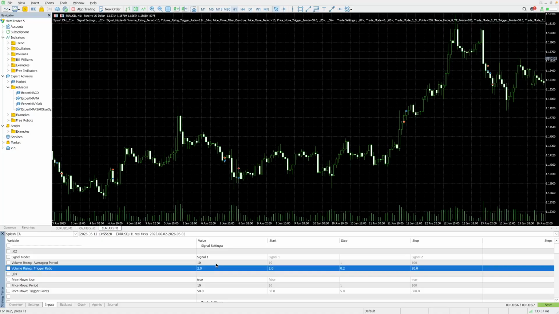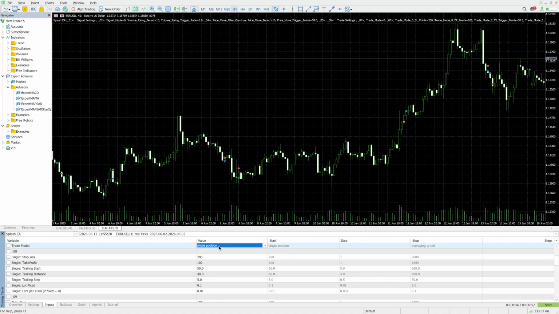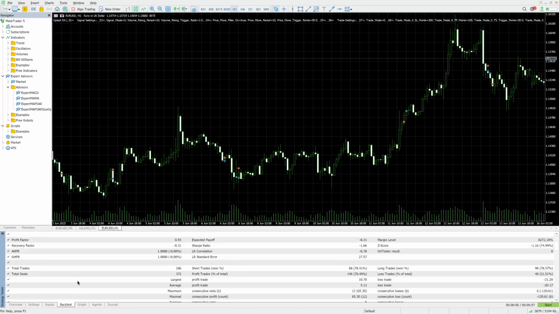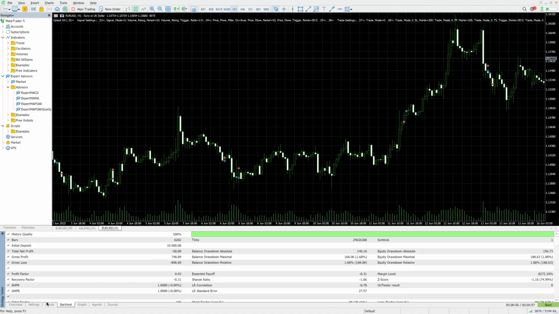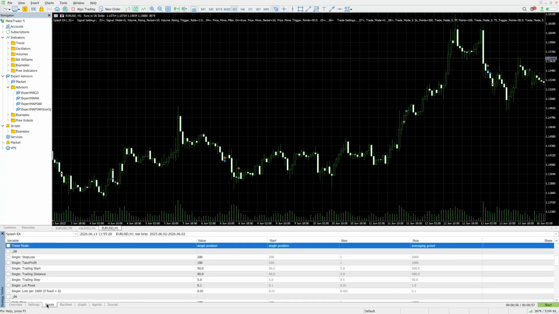Remember, the settings that I used is the single position, and you can see taking single positions. Remember, this EA is very selective with its trades. In the space of 1 year, we took just 186 trades. Now these are based on the default settings from the developer.